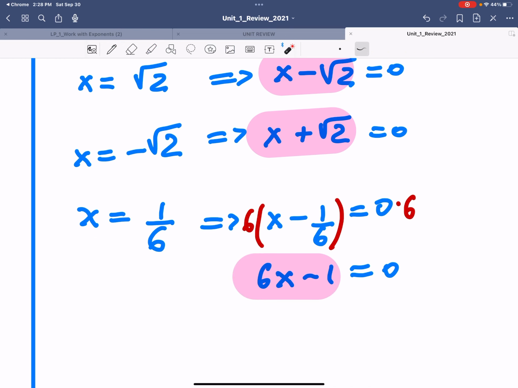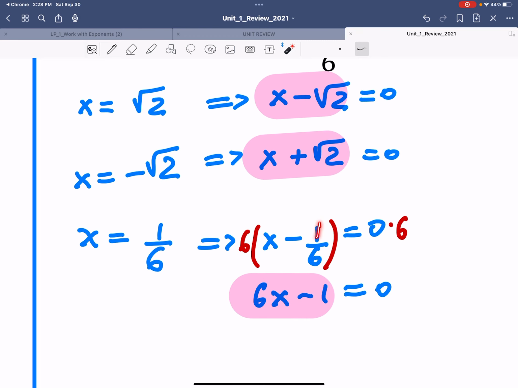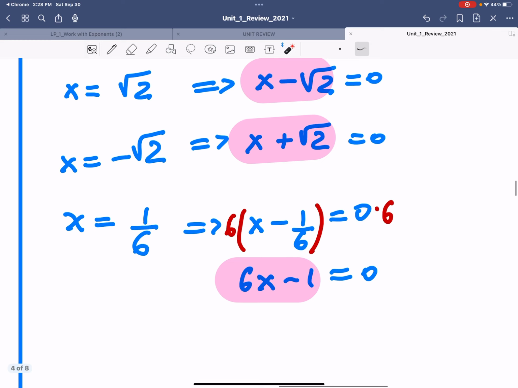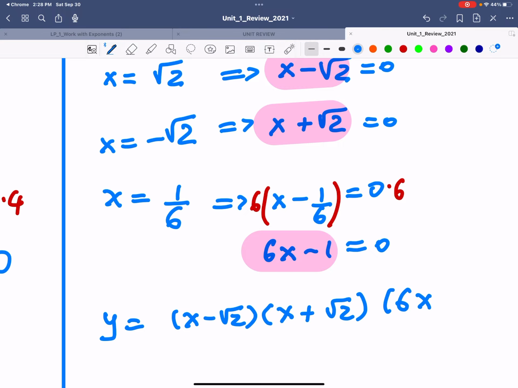Now you're probably wondering, why aren't you changing these two factors to make them with integer coefficients? Now, when it comes to rational roots, yes, it is best that we do this before we create the equation. So we convert rational numbers into integers before we create the equation. But when it comes to radical roots, they eliminate each other, and you will see how and why. So we have y equals x minus root 2, x plus root 2, and then 6x minus 1.